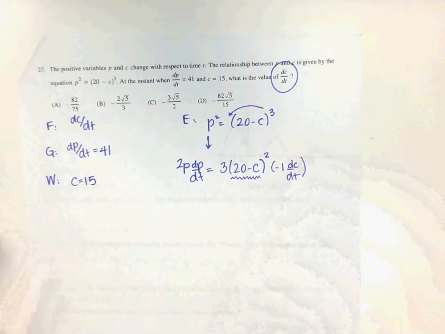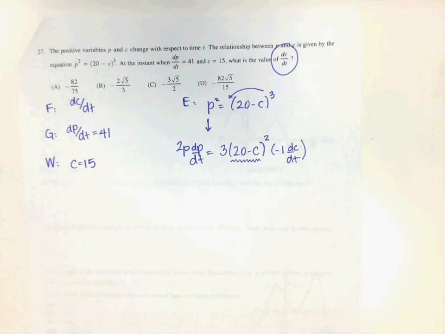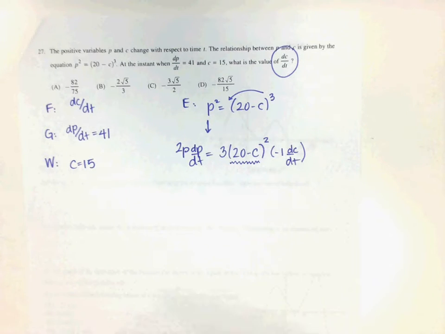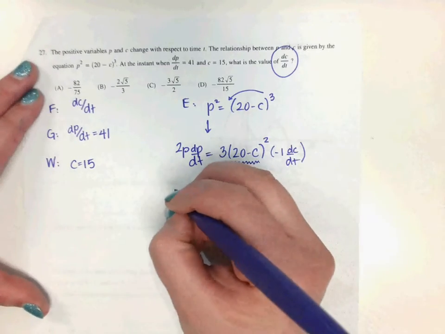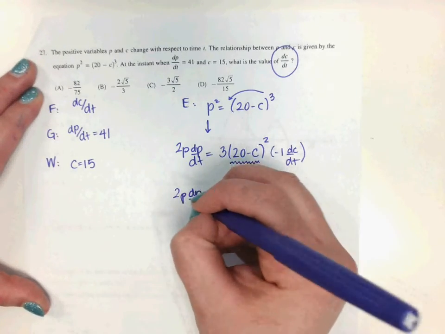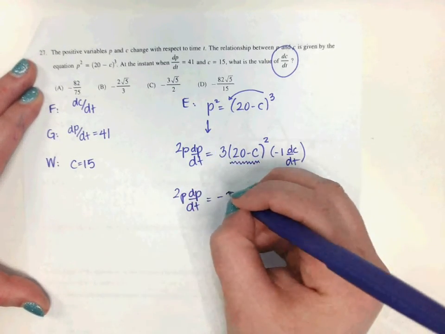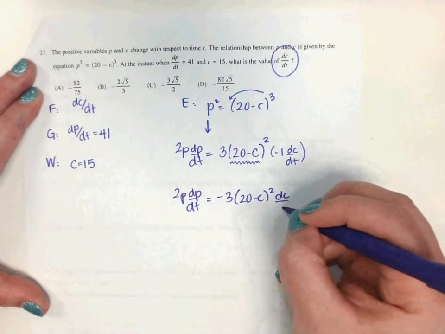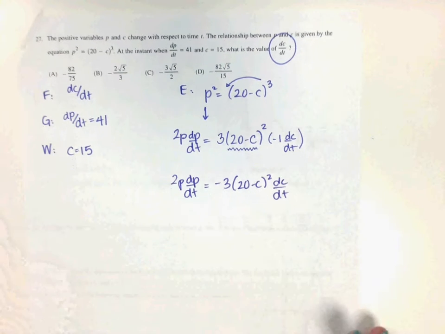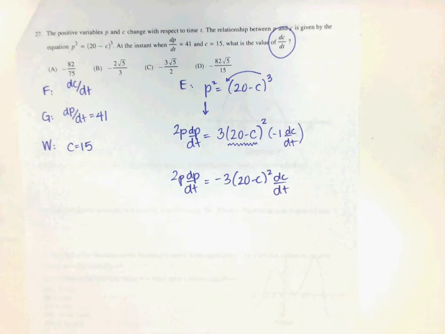Okay, so think about why. The 3 comes down, I change the power to a squared. Then I multiply by the derivative of the middle, which is a negative 1, and then I attach a dC/dt. Now, from there, I'm going to rewrite it one more time. I don't like this negative here, so I'm going to multiply it with the 3. So really, 2p dP/dt equals negative 3 times (20 minus c) squared dC/dt. Okay, and I'm just going to combine the 3 and the negative 1 just to make it look less complicated.